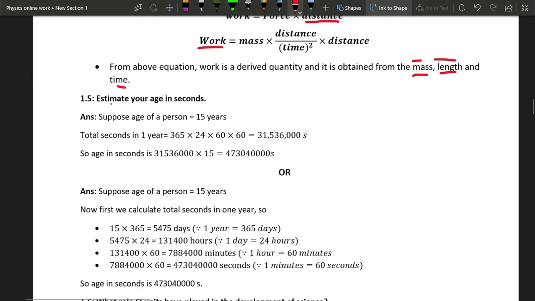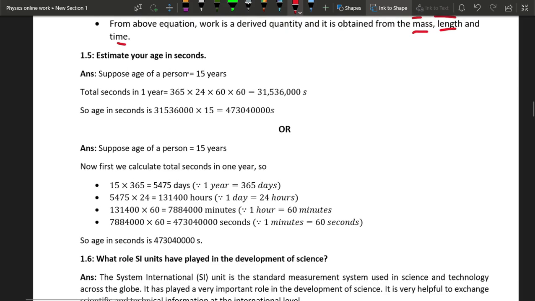Now the next question is, estimate your age in seconds. For example, suppose that we consider age is 15 years. So first of all we will find the total seconds in 1 year. As we know, in 1 year we have 365 days, and each day has 24 hours and each hour has 60 minutes and each minute has 60 seconds.